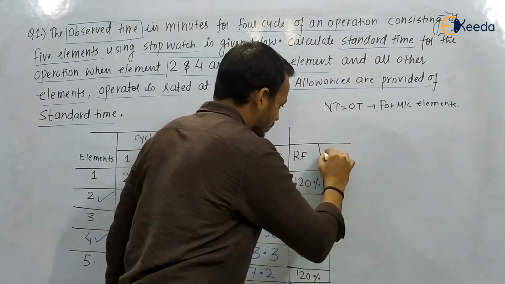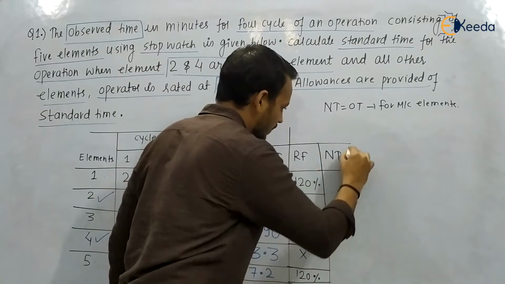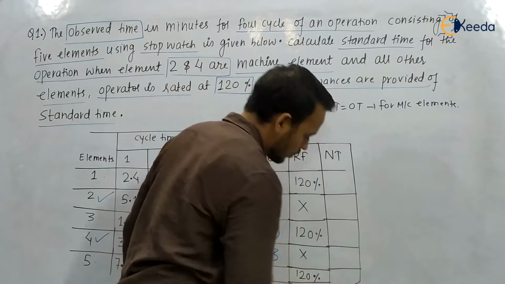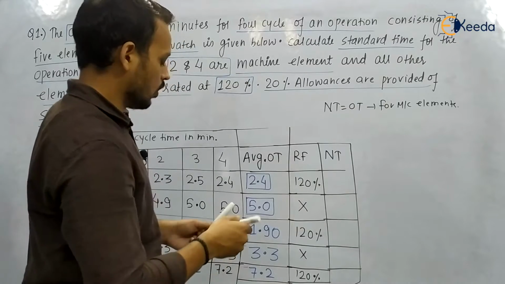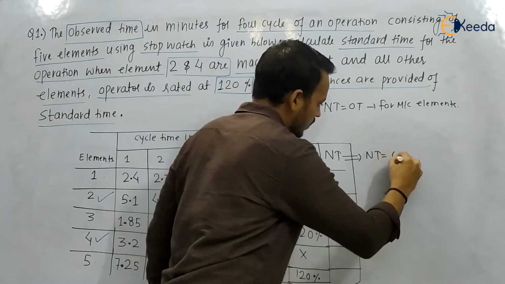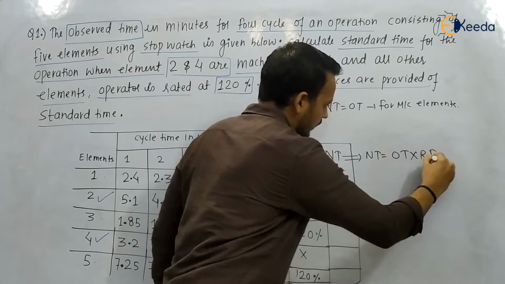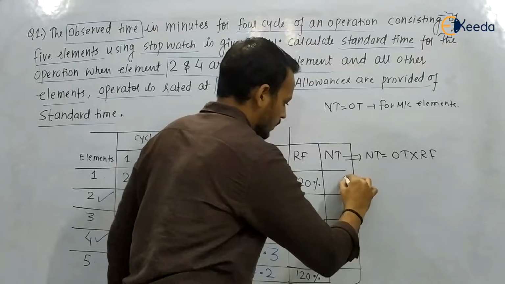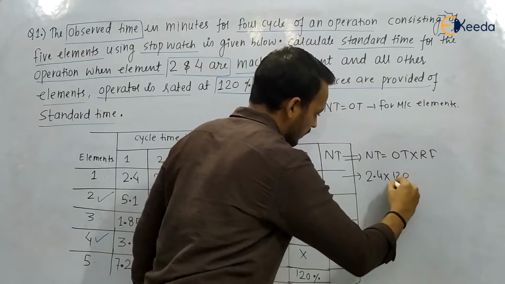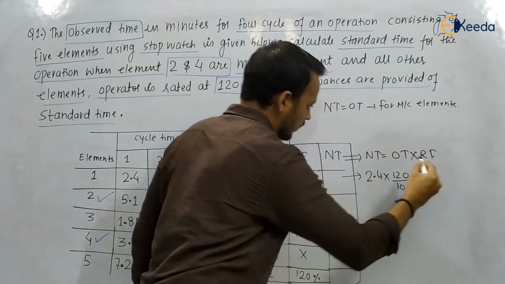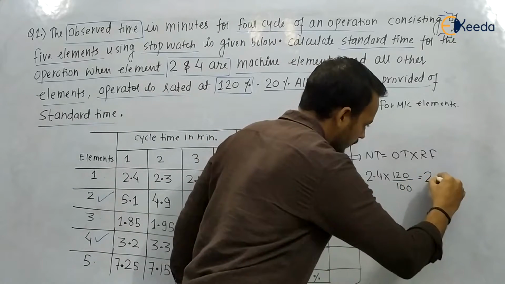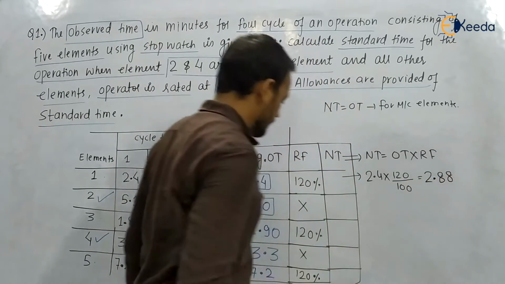Now it is time to calculate the normal time, since we have to find the standard time. Normal time is observed time into rating factor. For the first, we calculate 2.4 into 120% divided by 100, and you will get 2.88 minutes.